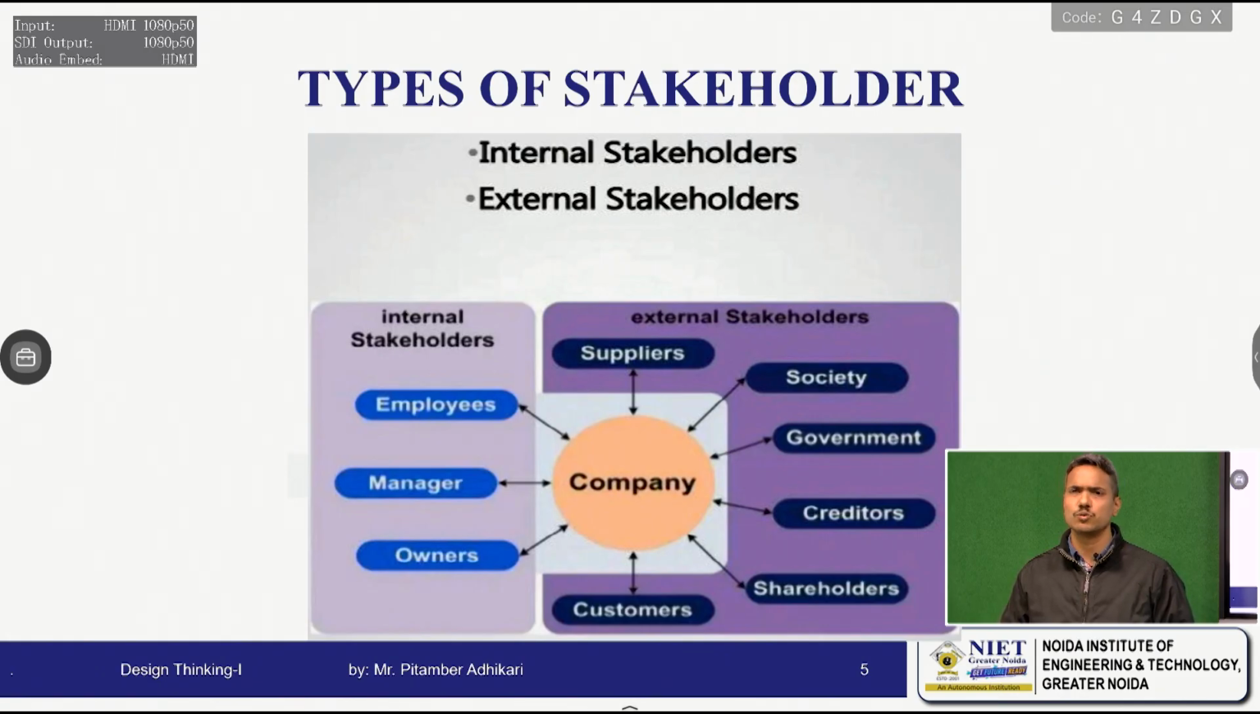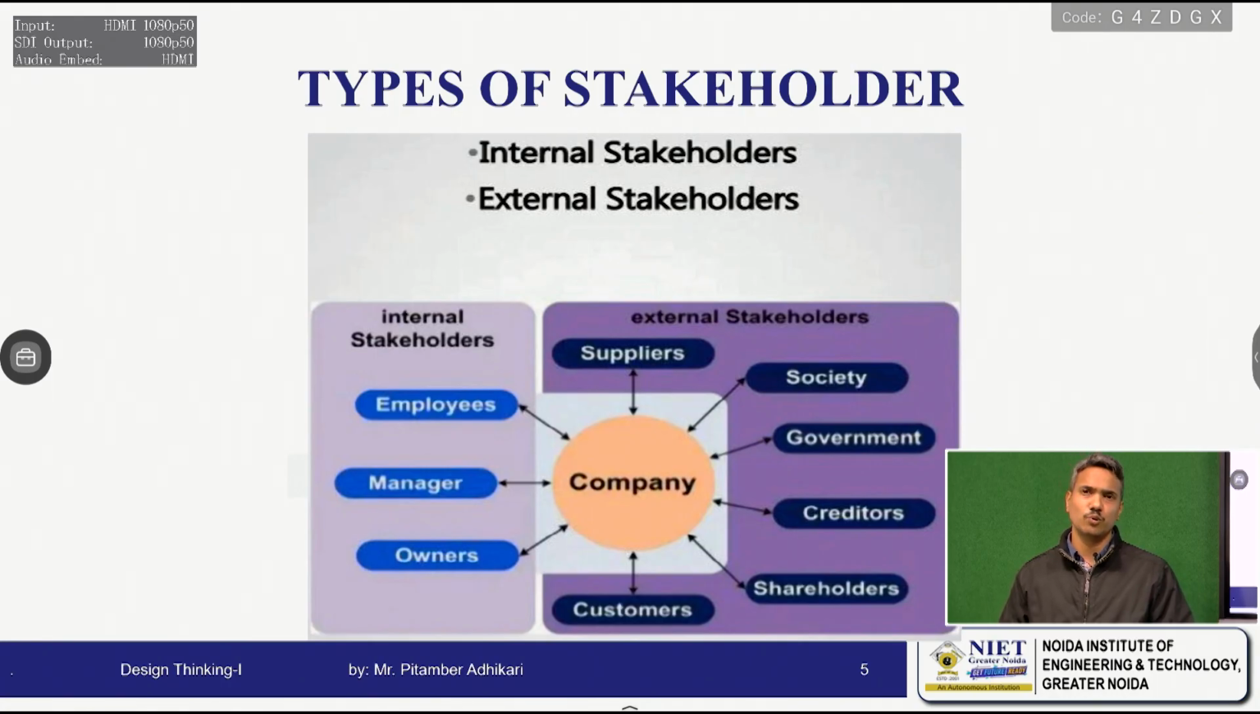So they will also fall in the category of external stakeholder. Then we have shareholders. Previously I have discussed the difference between shareholder and stakeholder. Here, shareholders fall in the category of external stakeholder, because they hold some shares of that organization. A shareholder may be a retail investor, a DII, or a foreign investor. So they fall in the category of external stakeholder.